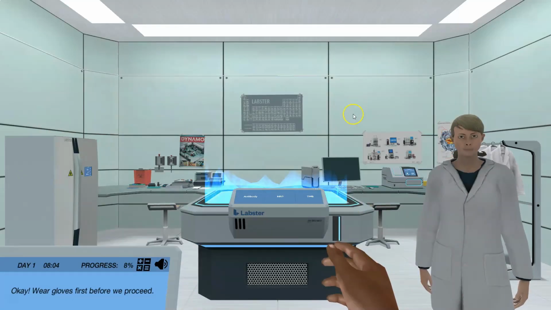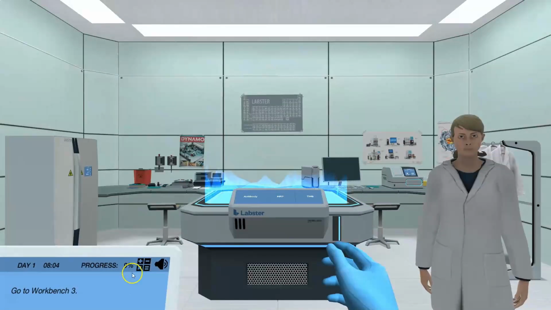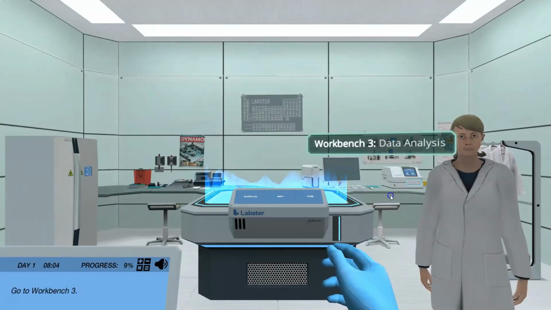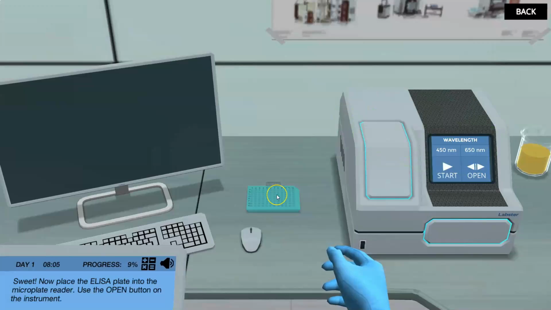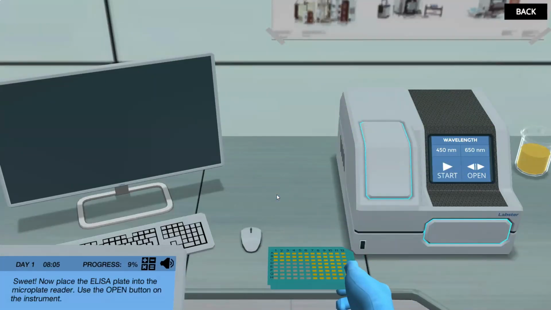Okay, wear gloves first before we proceed. Go to workbench 3. Sweet. Now place the ELISA plate into the microplate reader. Use the open button on the instrument.